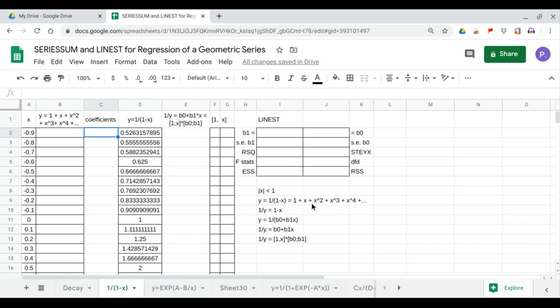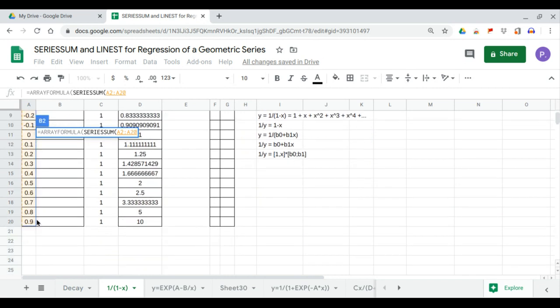You will notice the coefficients are all 1 for each term, so we enter the coefficients of 1. And now we use SERIESSUM. You will also notice that the power is incremented by 1, starting from x to the 0, which is 1, to x to the 1, then x squared where the power is now 2, so it's incremented by 1 to infinity. So we have our formula: SERIESSUM of the x values, that's between negative 1 and 1, our starting power will be 0, incremented by 1, and the coefficients all will be 1.